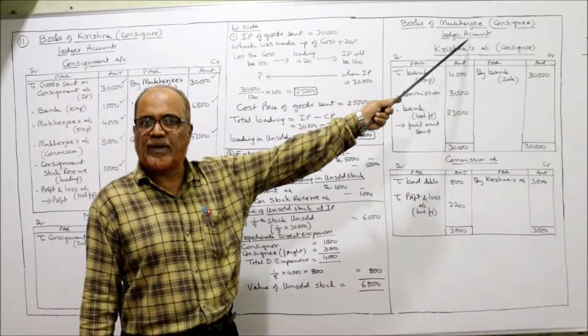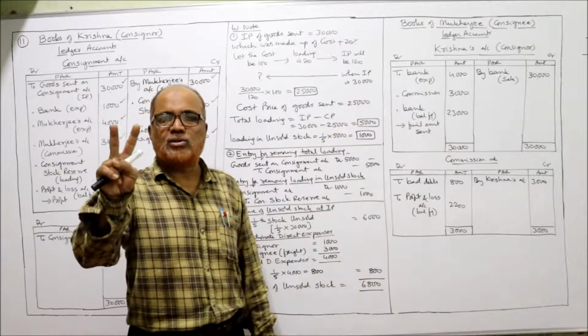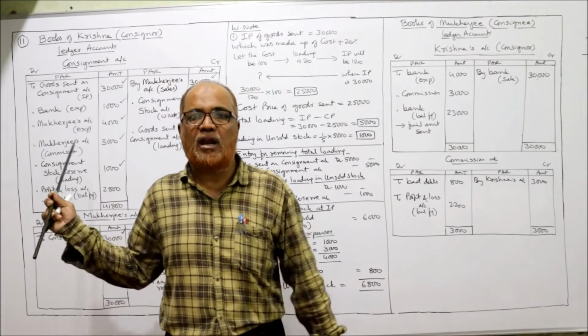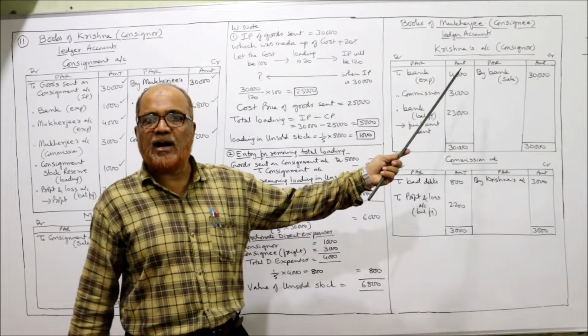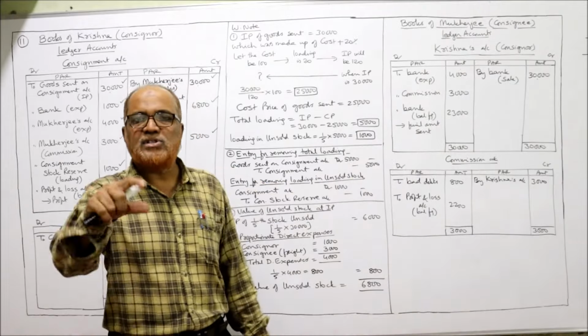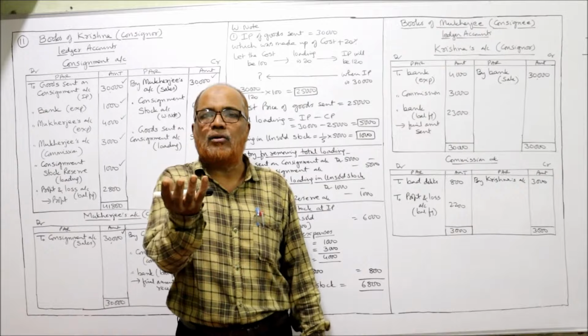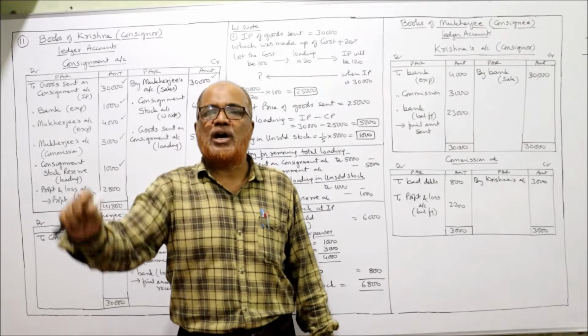Mukherjee is the consignee. Ledger accounts. He will open two accounts. The first account is Krishna's account. Who is Krishna? Consignor. So consignor's account is opened. Right? First of all, he sold the goods. He got the money. So he will debit bank account. Bank account debit to Krishna account.